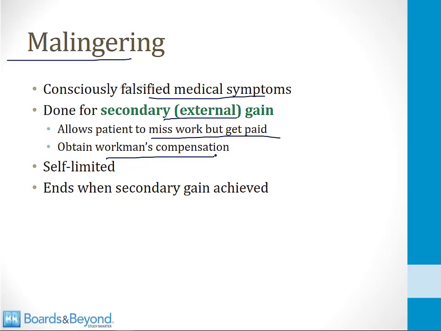What distinguishes this from factitious disorders and some other problems is that it is self-limited, and it's going to end when the secondary gain is achieved. So, for example, the patient with Munchausen syndrome will chronically like being sick because of the gain that they get. The person who is malingering, once they get the check for workers' compensation, their symptom is going to go away. That is malingering, not a factitious disorder.